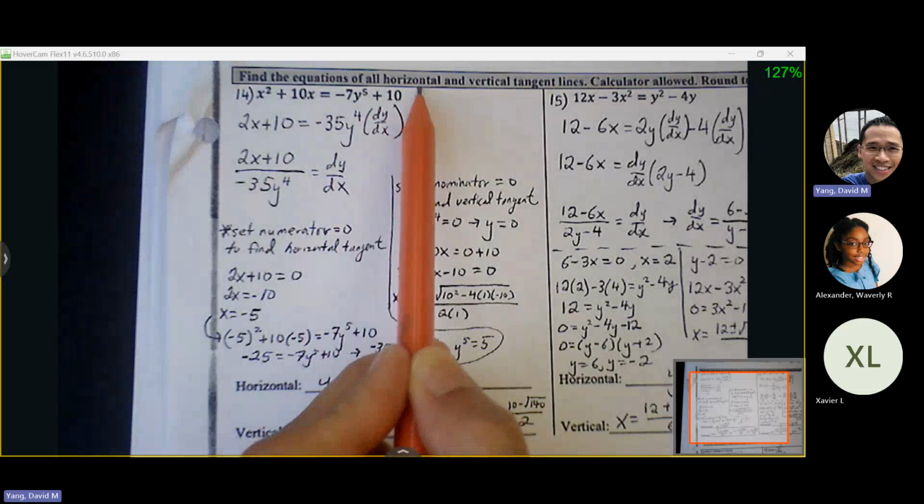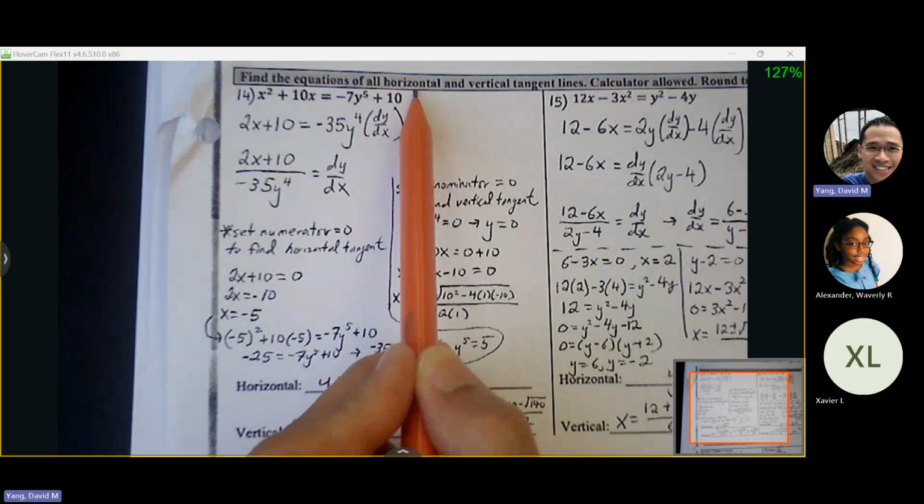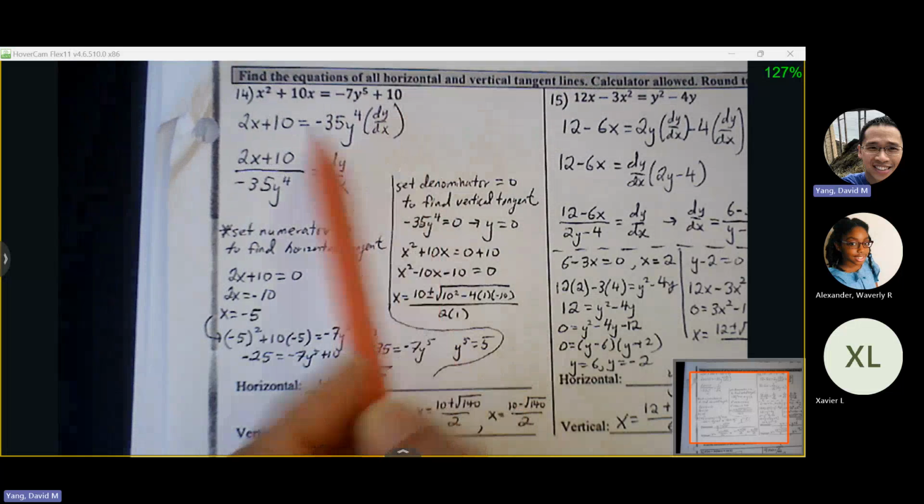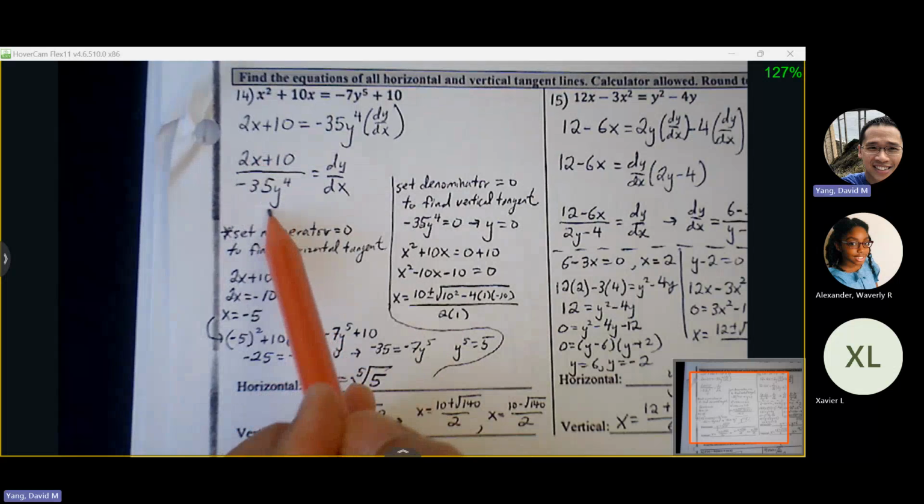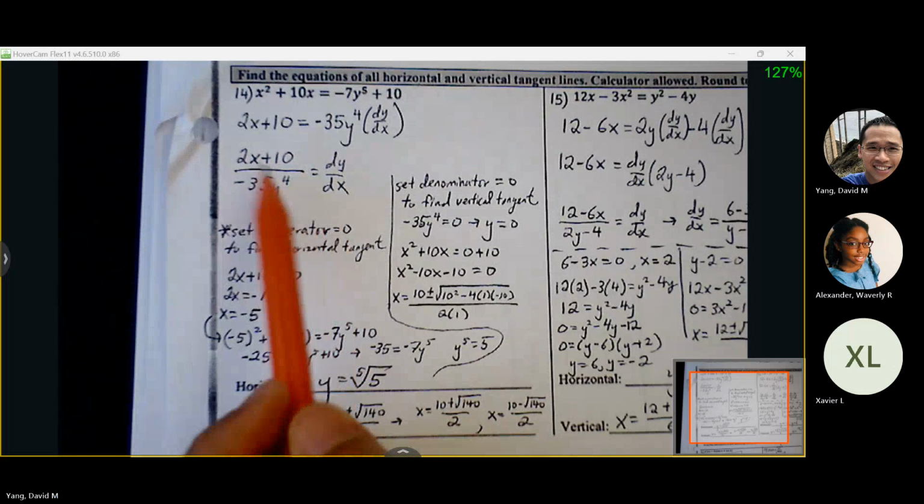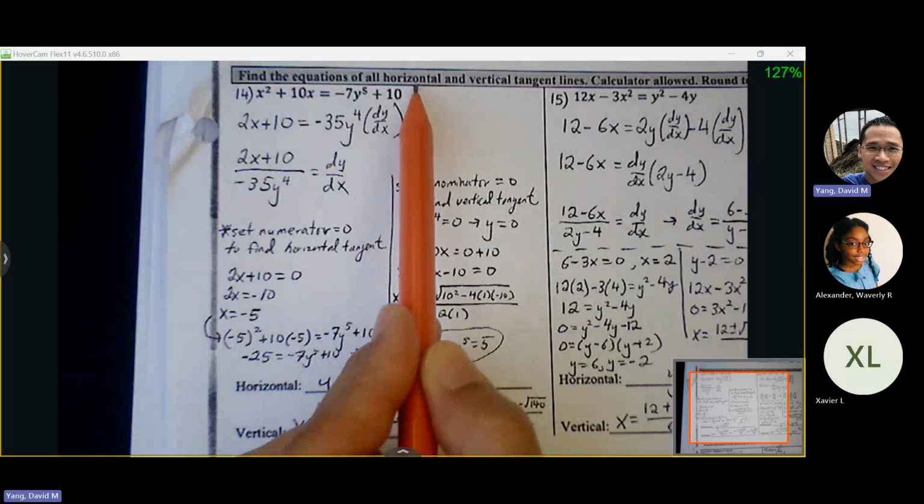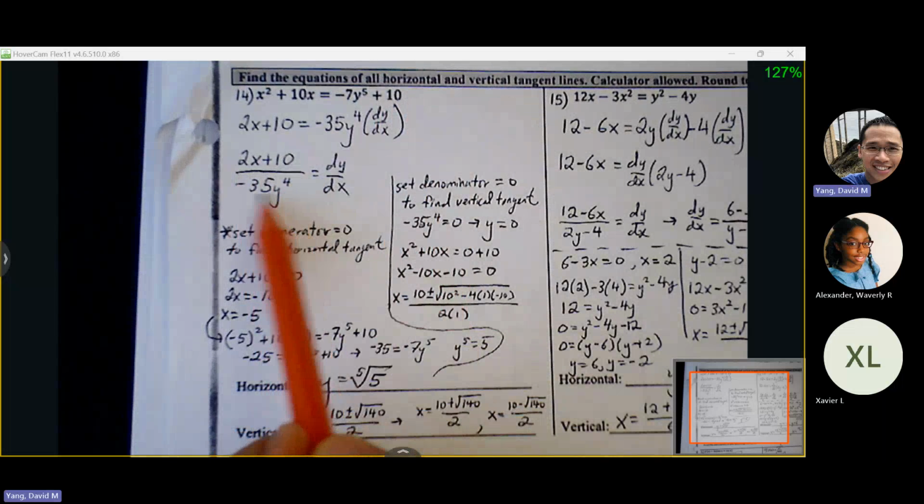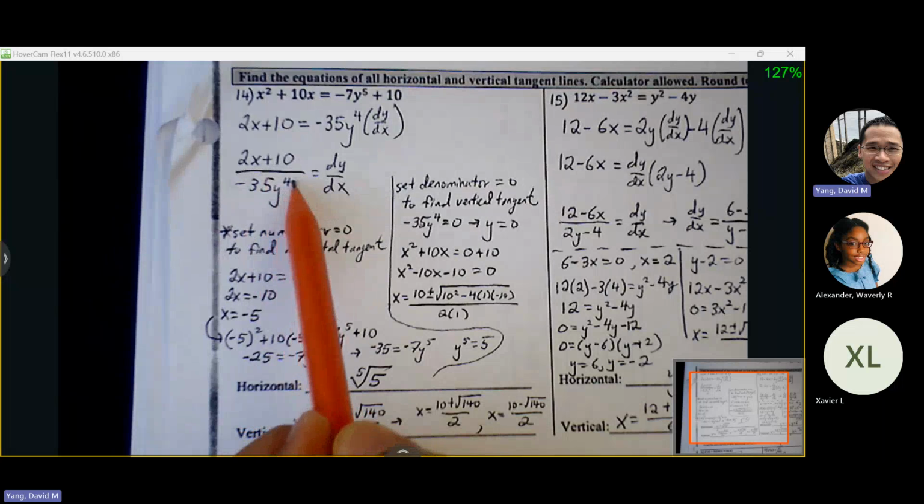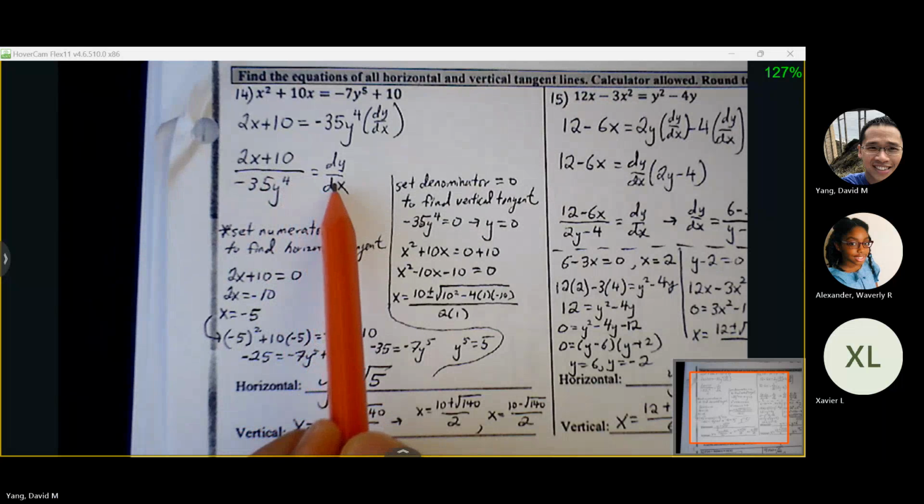If I want to find the horizontal or vertical tangent, I have to look at the derivative and set either the numerator or the denominator equal to 0. So if I look at the numerator, that's going to be where I'm going to find a potential horizontal tangent. And if I look at the denominator, set that equal to 0, that's going to be where I'm going to find my vertical tangent.